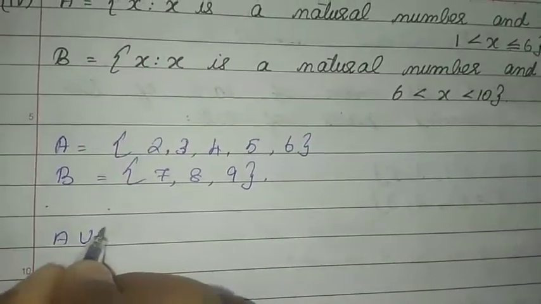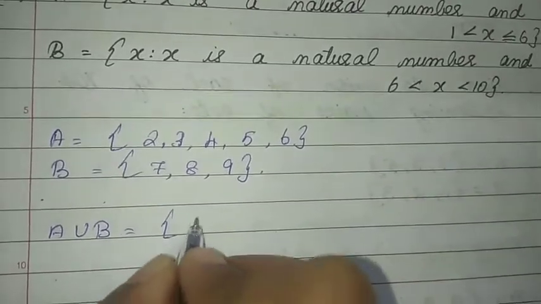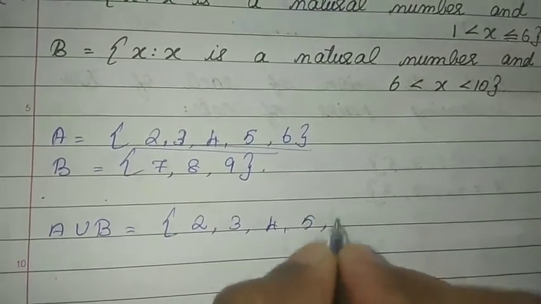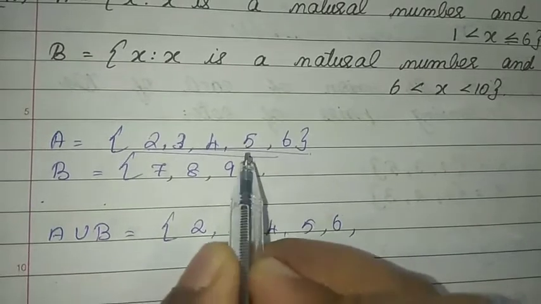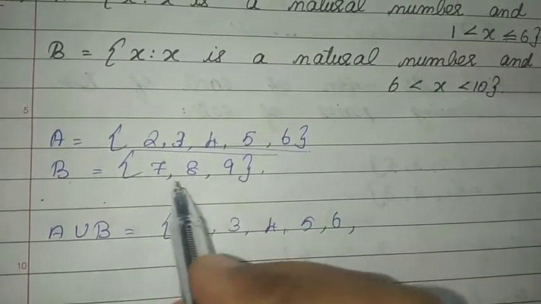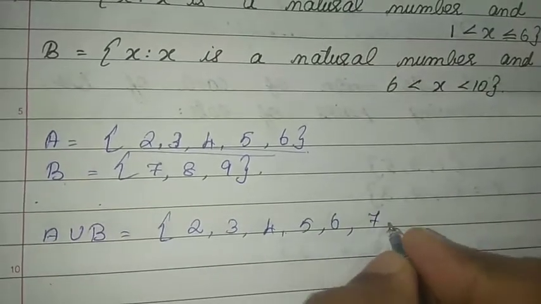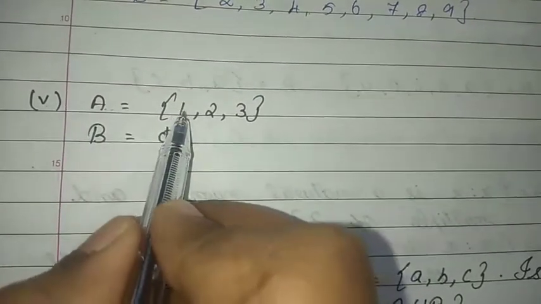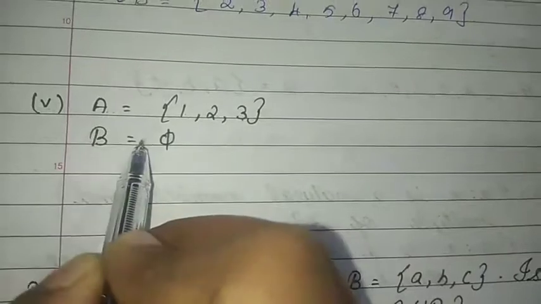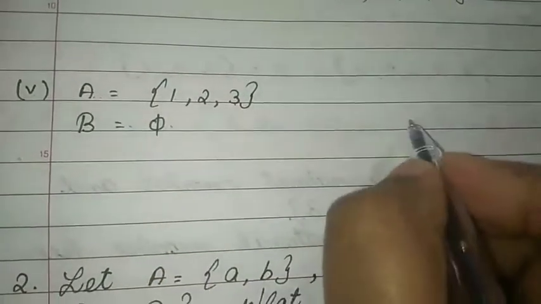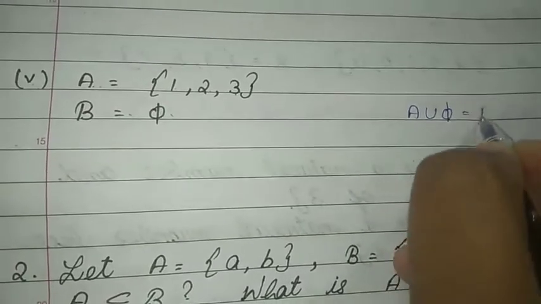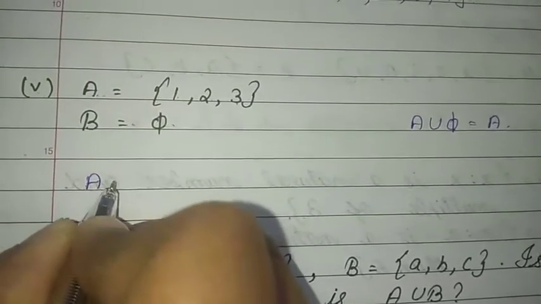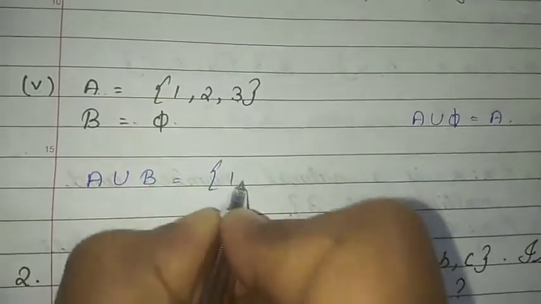Now A union B is equal to 2. I'm writing this set A as it is: 2, 3, 4, 5, 6. Now let me check whether any common elements are present in A as well as B. No elements, no. So therefore I will write 7, 8 and 9. Fifth subdivision, A is equal to {1, 2, 3}. B is equal to empty set. I've already taught you A union empty set is equal to A only, isn't it? So using that, we will be writing A union B is equal to {1, 2, 3}.